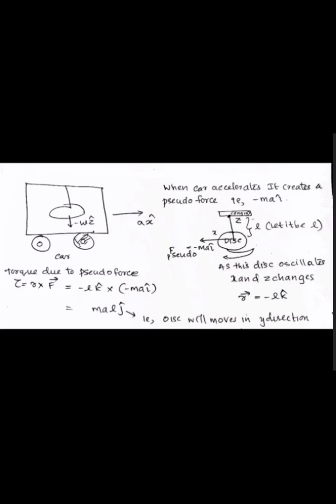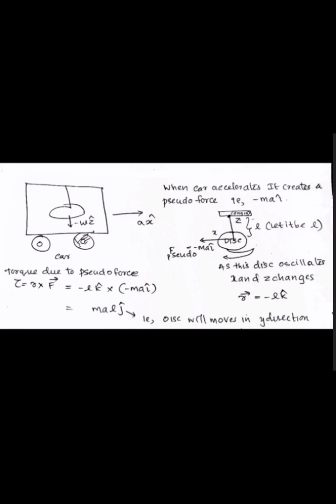So here a disk is suspended, and it is having an angular velocity minus omega z cap. And here it is given that the car accelerates. As the car accelerates, it creates a pseudo force. We know that the car accelerates in the direction a x cap, so the pseudo force is in the opposite direction. So the pseudo force is minus m a i cap. When this disk oscillates, the x coordinate and the z coordinate change. And here r is equal to minus L k cap.